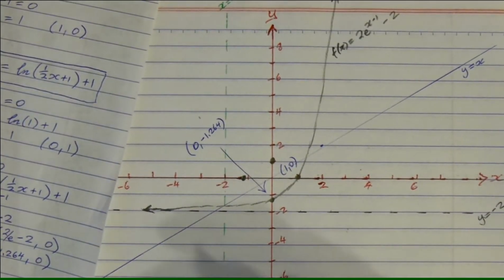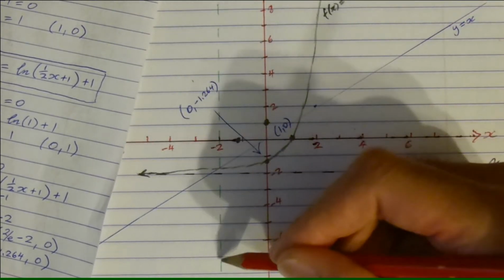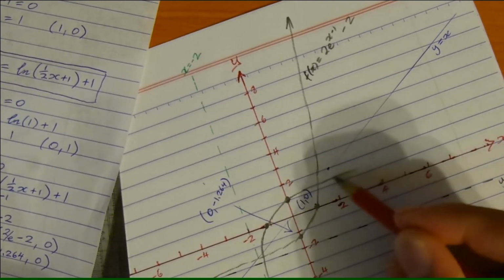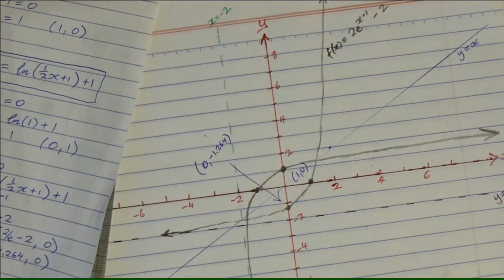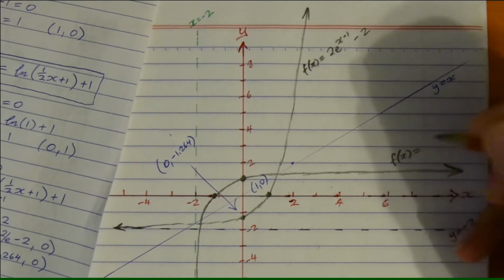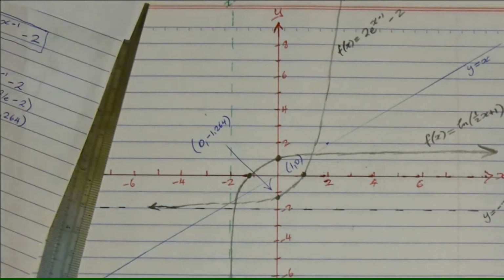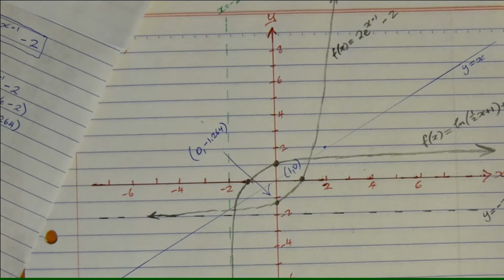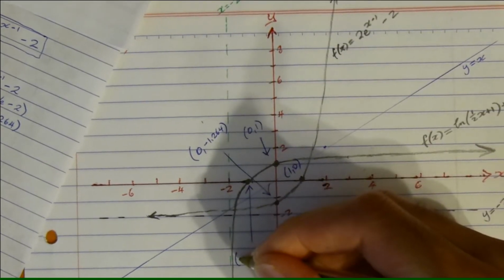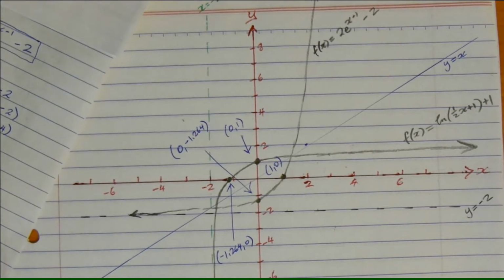Okay. And now the shape will look something like that. And I finish off by writing the equation. F of x is equal to ln of 1/2 x plus 1 plus 1. Okay, so there's my graph. Also make sure I label all of those points. And that completes the question, guys, for the sketch.